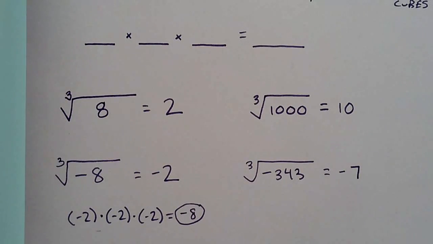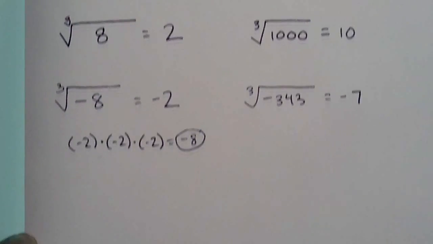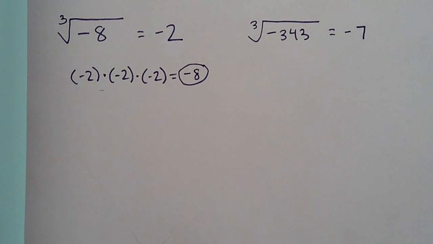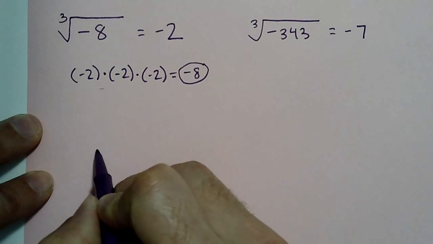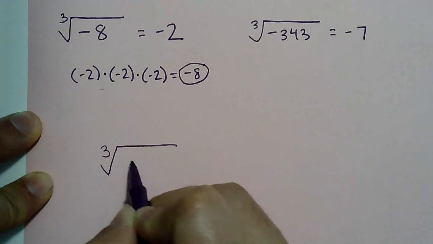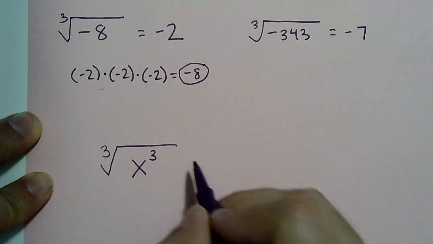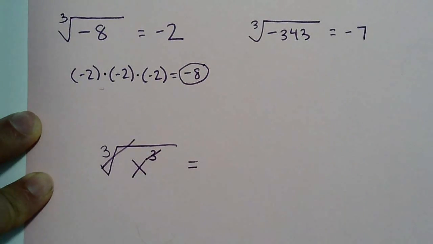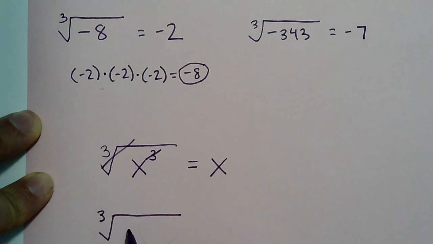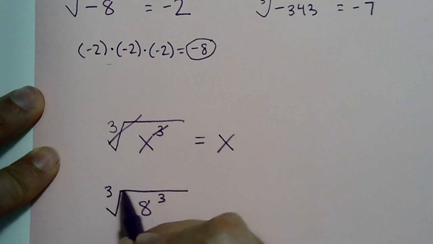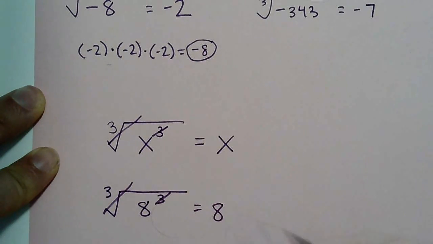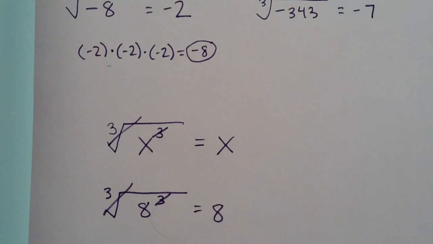And then also, cube rooting undoes cubing. So what if I had the cube root of x cubed? Well, the cube root cancels out the cube, and I'm left with x. What is the cube root of 8 cubed? Well, the cube root of 8 cubed is 8. So that's a similarity between square roots and cube roots, that pattern of they undo one another. So that's the little bit about cube roots.